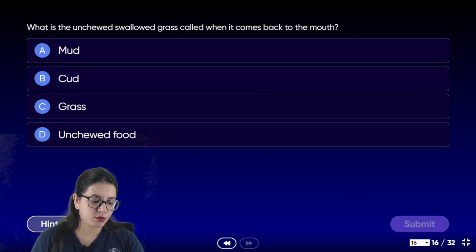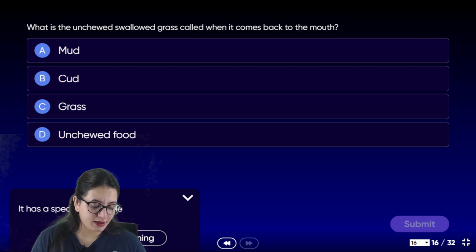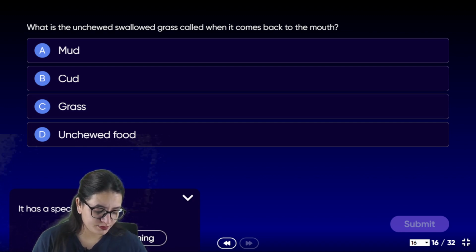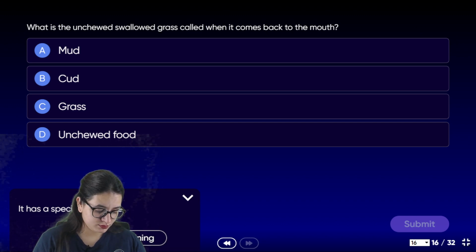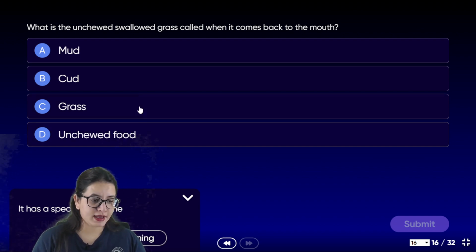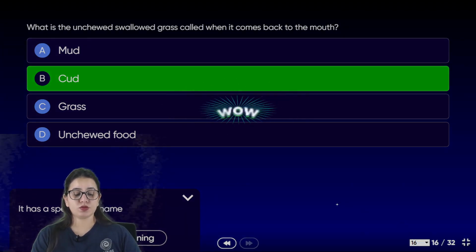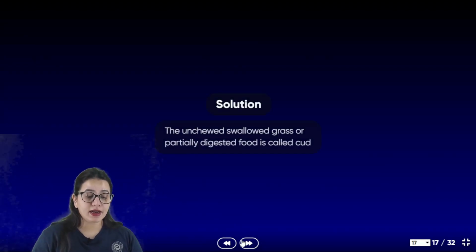Yes, what we call it, let's look at a hint. It's a special name. It has a specialized name. But I guess it should be curd because this is what we have studied. Yes, the curd is the correct answer.